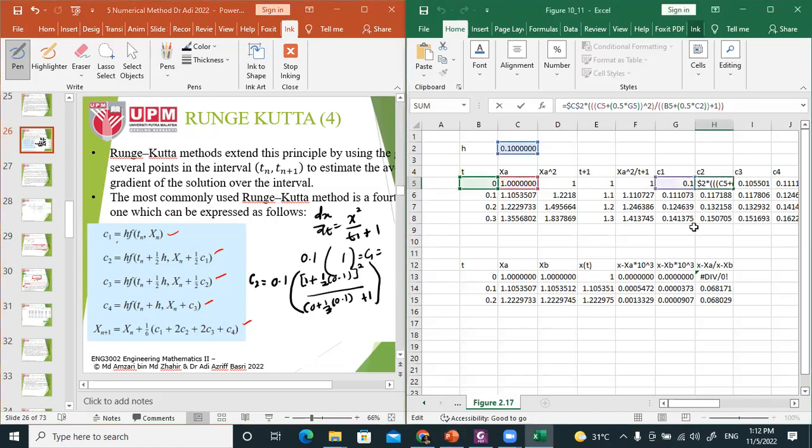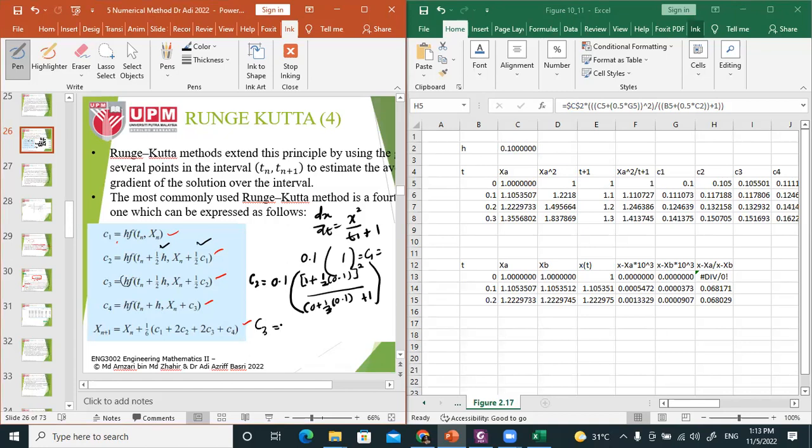Okay. So you need to add up these two in your main function, this one and this one. In terms of t, you need to add 1/2 of h. In terms of x, you need to add up half of c1. So you will get the value of c2. So we go for the value of c3. What is the value of c3?